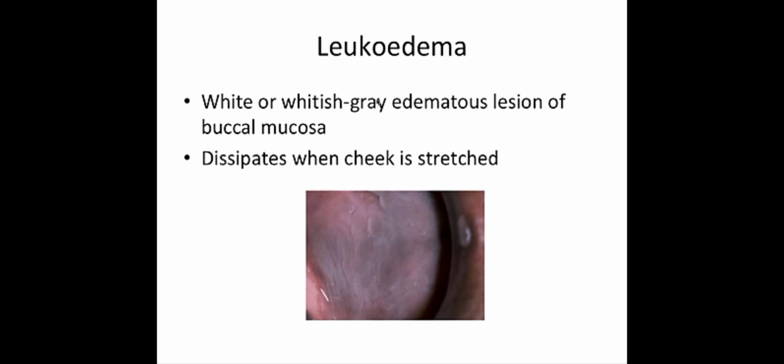Leukoedema is another thing, just to know a couple of key buzz phrases for it. It's basically this white, or in this picture, whitish gray edematous, which means fluid, the collection of fluid lesion of buccal mucosa. So again, very common in buccal mucosa, and it dissipates when the cheek is stretched. So if you take two fingers, stretch this out, the lesion looks like it goes away for a brief moment, and that's because of the collection of this edematous fluid in this area.